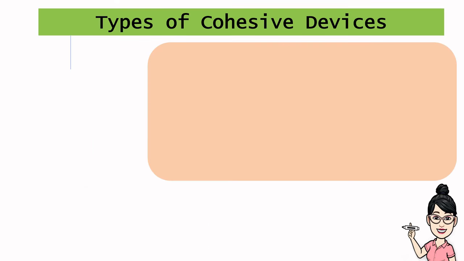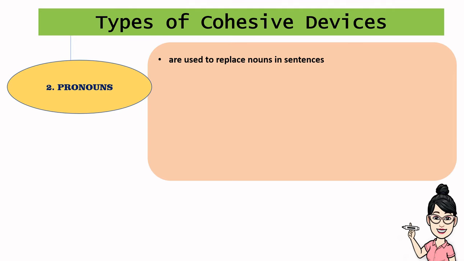The second type of cohesive devices: pronouns. Basically, pronouns are used to replace nouns in sentences. Alam kong pamilyar ka na sa mga pronouns o sa Filipino, ito ay tinatawag na panghalip. But if you want to learn more, you can watch the video that we uploaded before about pronouns in full details. The links are posted in the description box below.